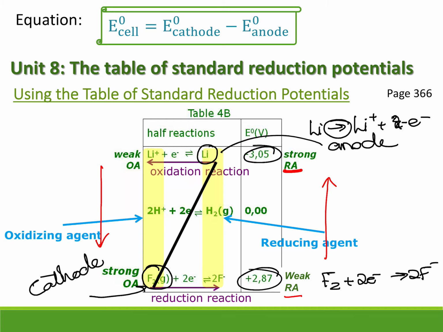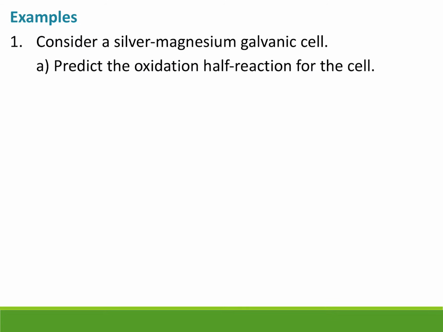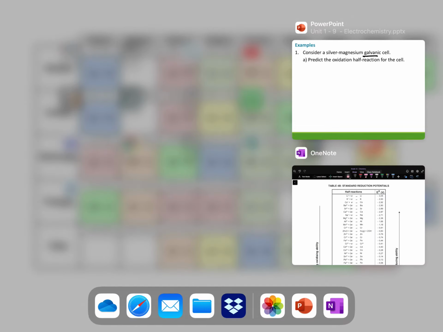Alright, let's do an example. Always best to look at it as an example. So, consider a silver magnesium galvanic cell. So they're telling me it's a galvanic cell. They're not telling me which is the anode, and they're not telling me which one is the cathode. I need to find that out.